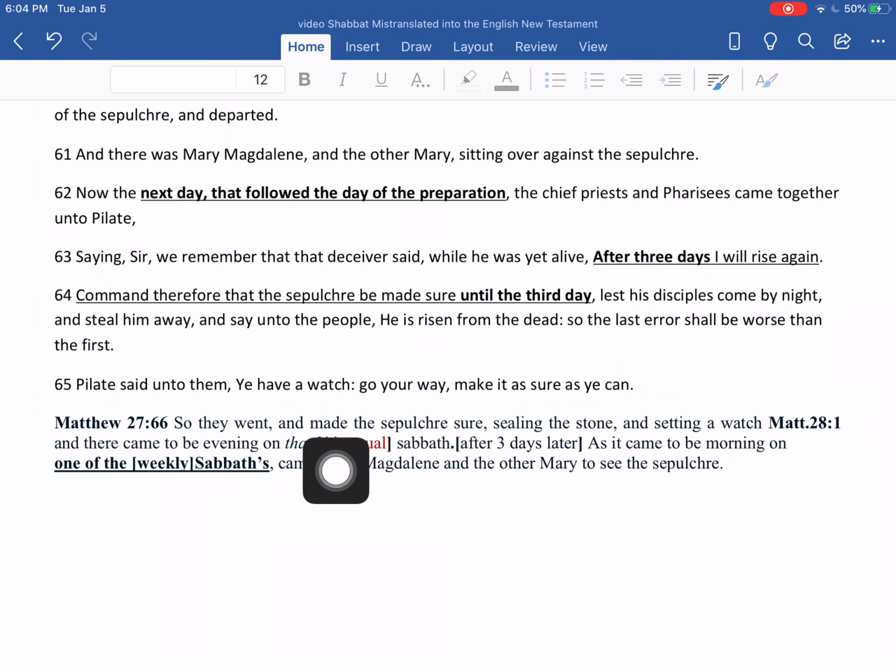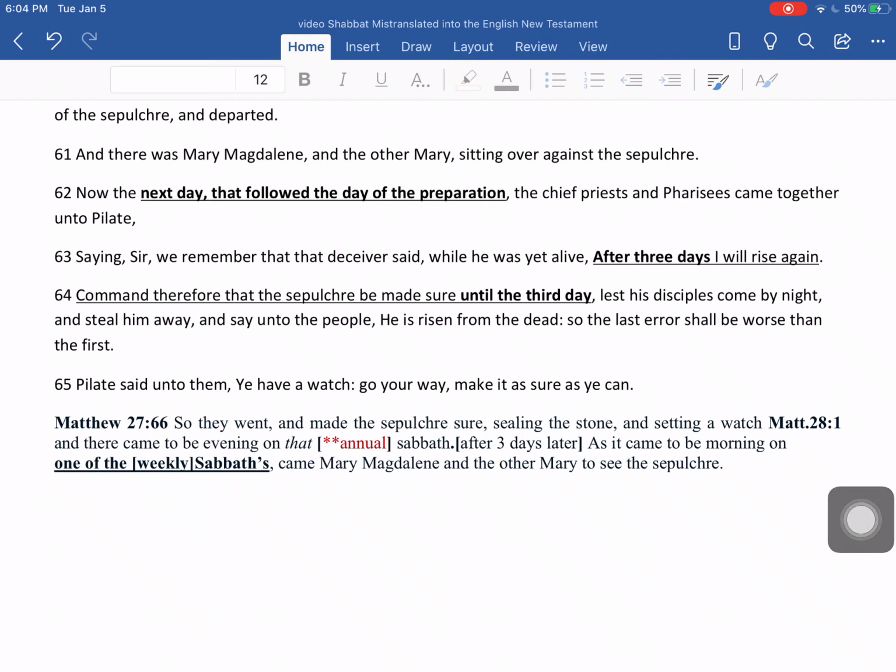66. So they went and made the sepulchre sure, sealing the stone and setting a watch. And there came to be evening on that annual Sabbath, after 3 days later, as it came to be morning on one of the weekly Sabbaths, came Mary Magdalene and the other Mary to the sepulchre. There you go. It flows.